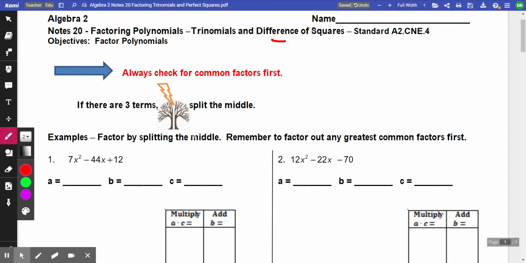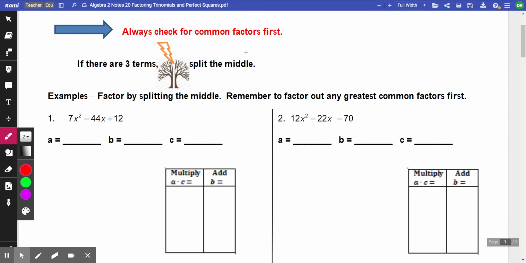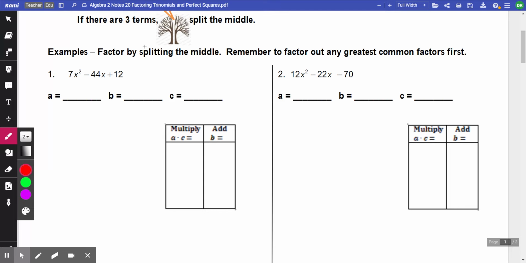Now, in terms of factoring trinomials, one thing we're going to focus on today, you'll see it throughout, is we're going to check for common factors, meaning in our polynomial, are we able to divide all the terms by a common value? Sometimes we will, many times we won't. As far as factoring trinomials goes, it's the same as what we've done before. If we see three terms, we can go through a process known as split the middle.